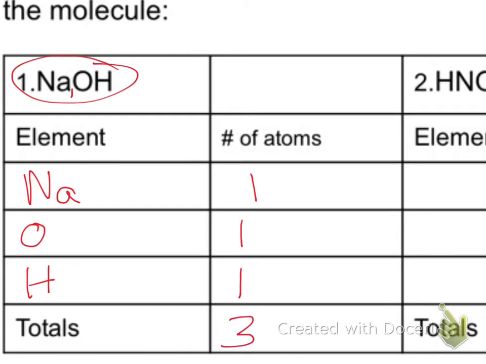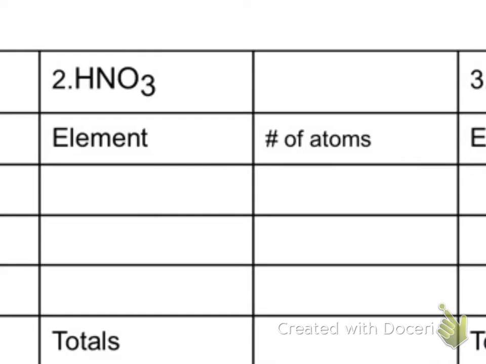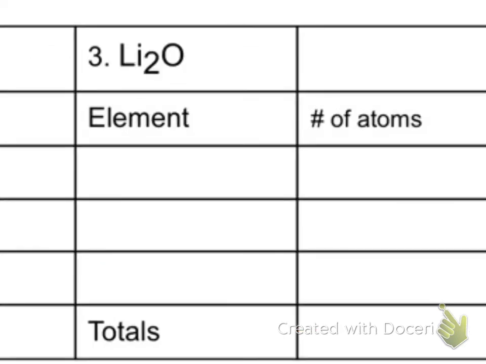All right, so the next one is HNO3. We have H, we have N, we have O. Count them up, 1, 1, 3, for a total of 5. And then on our last one that we're doing for practice, we have Li2O. And on this one, we have Li, we have O, and we have 2, 1, and then 3 total. So that's all you're doing for this table.